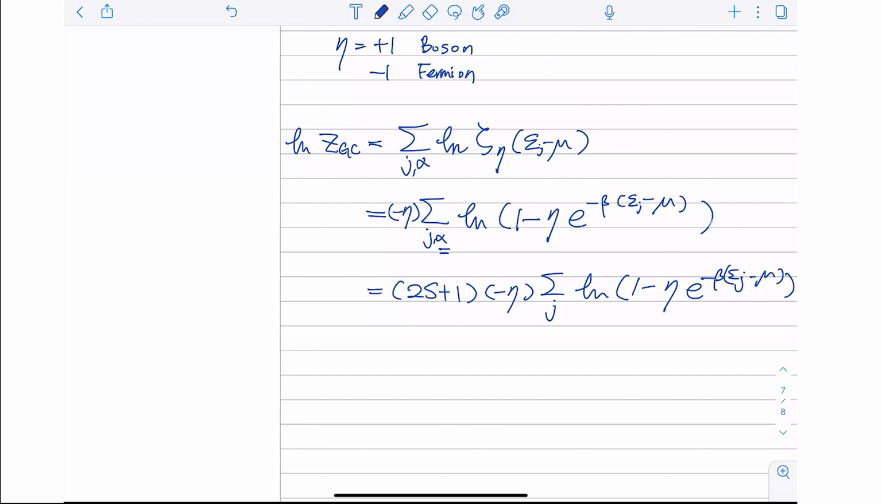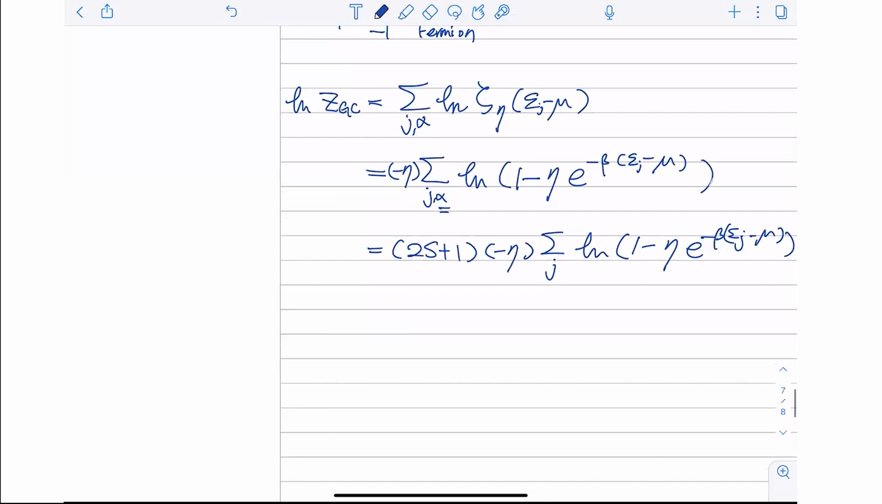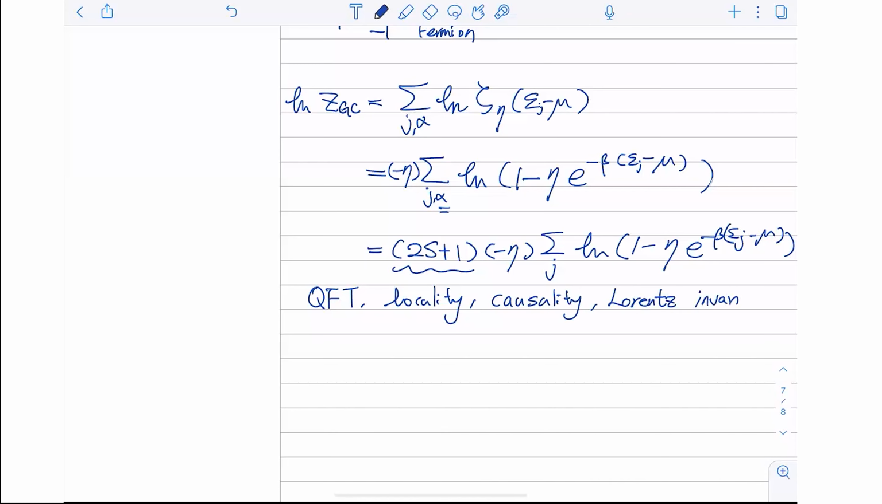So here I want to mention one thing: from quantum field theory, with locality, causality, and Lorentz invariance, one can make the connection that fermions must be something with spin s which is half integers. And bosons will have integer spins.